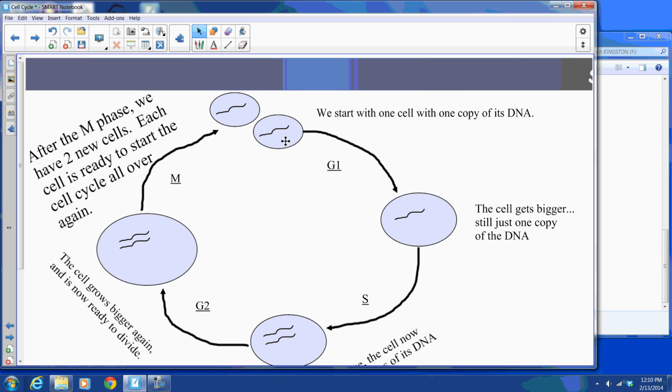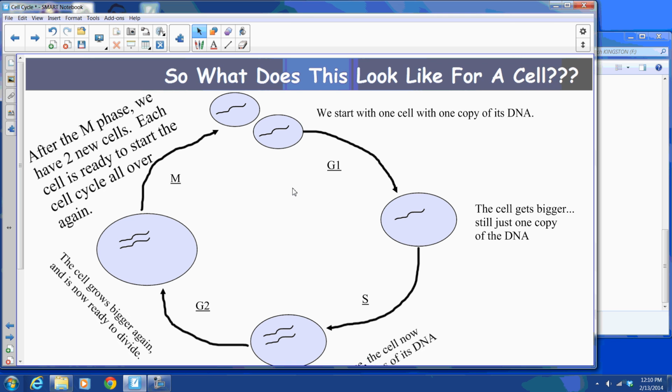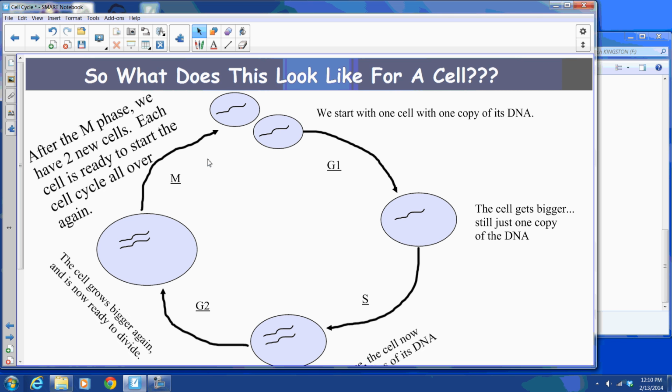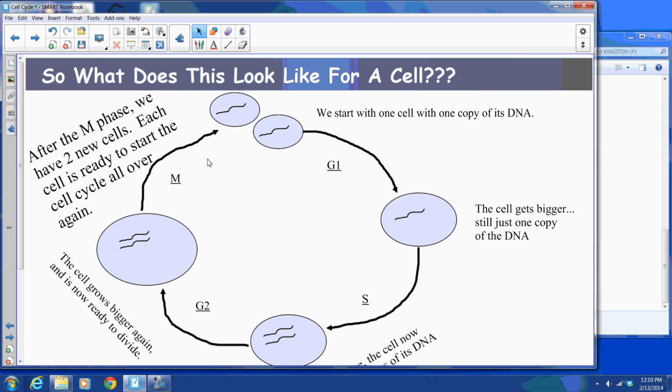Now, a couple of questions pop up here at this point most of the time. Some students will ask, how long does this process take? That's a good question, but it's impossible to answer because it depends on what type of cell we're looking at. Some bacteria cells are able to go through this entire cell cycle in as little as 30 minutes to an hour.